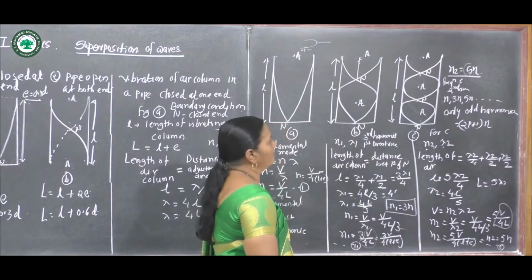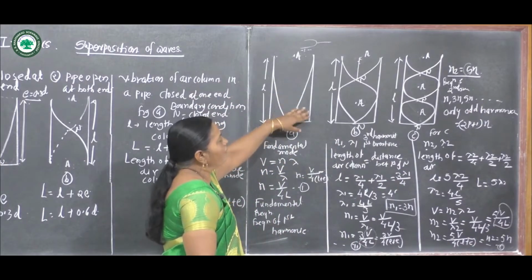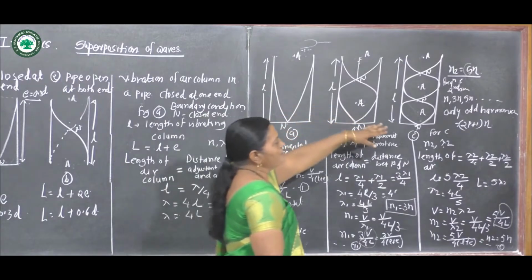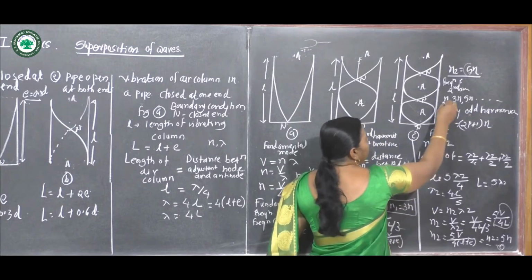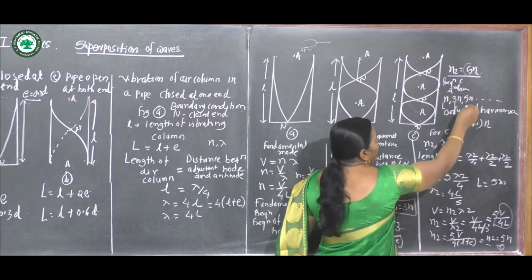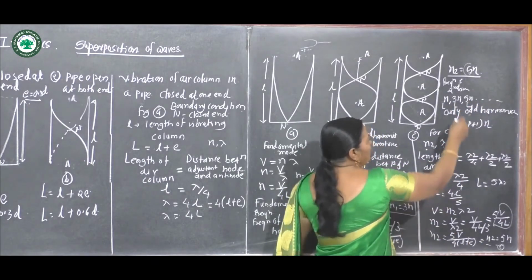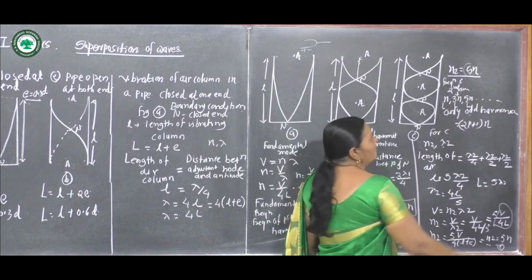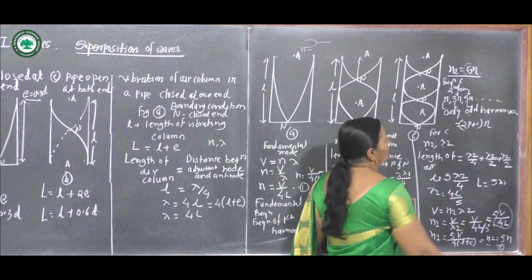Therefore, we can say that the vibration of air column in a pipe closed at one end consists of only odd harmonics. This is the frequency for the first harmonic, this is the frequency for the third harmonic, this is the frequency for the fifth harmonic. Now this is the frequency for the first overtone, this is the frequency for the second overtone.